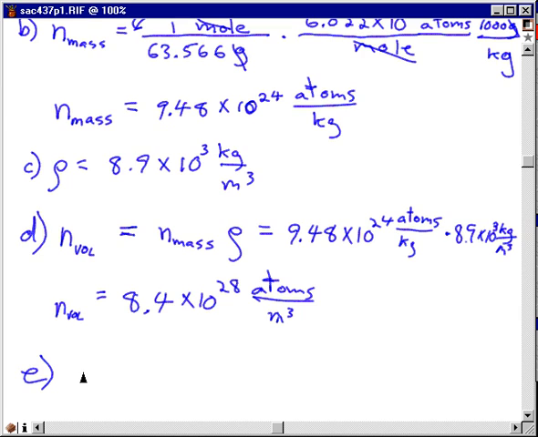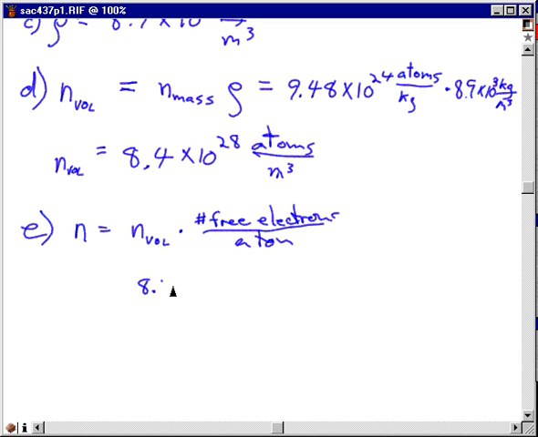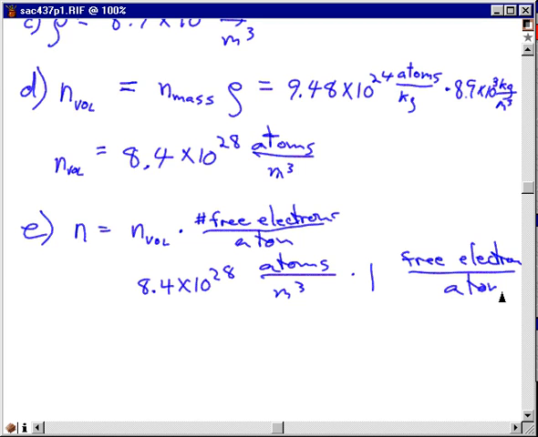So I'm going to write it down this way. N is N sub volume, number of atoms per meter cube, times the number of free electrons per atom, which is the 8.4 times 10 to the 28th atoms per meter cubed times 1 free electron per atom. You should recognize this 1 is an estimate.